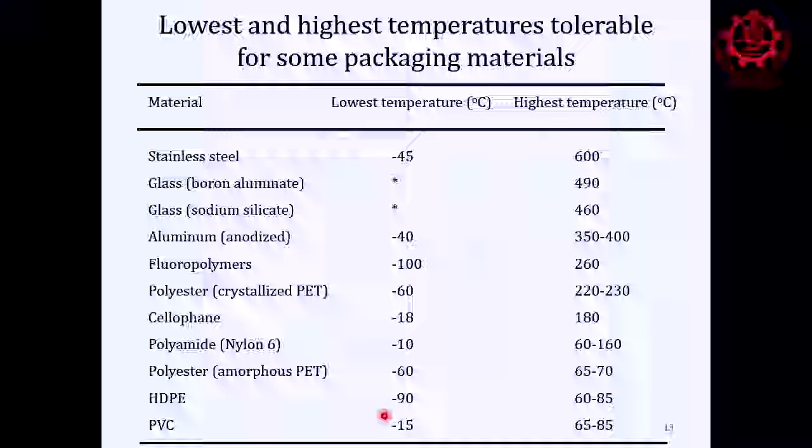So for example, if you have PVC, you don't want to use PVC below 15 degrees C or above 85 degrees C. So for example, if you need to select a polymer for a freezing application, you will not select this because freezing is at -18. So you may be selecting probably some of these other polymers. You will also not select this nylon, which is polyamide, because it can only sustain down to -10 degrees C.